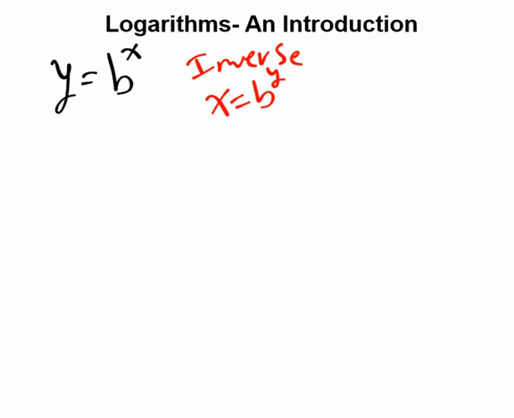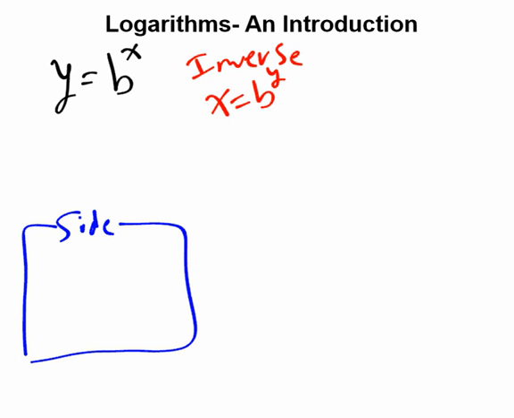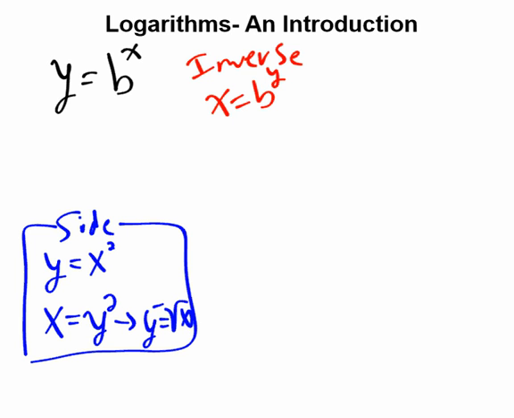Well, much like square and square root, so as a side note, we have a function like y equals x squared. We don't say its inverse is x equals y squared. We typically say that y is equal to the square root of x. That would be plus or minus. So we use a different notation for its inverse. We're going to do the same thing with the inverse of an exponential.